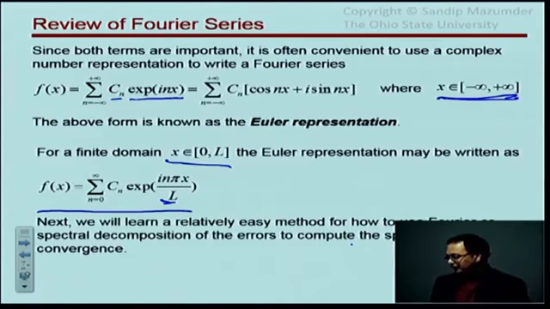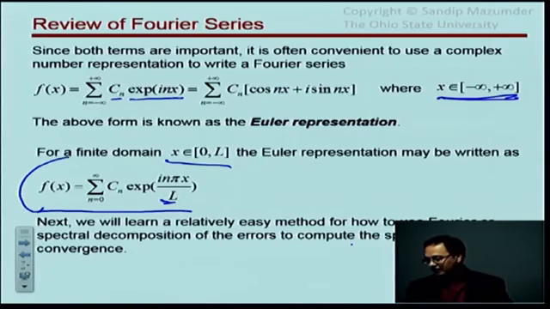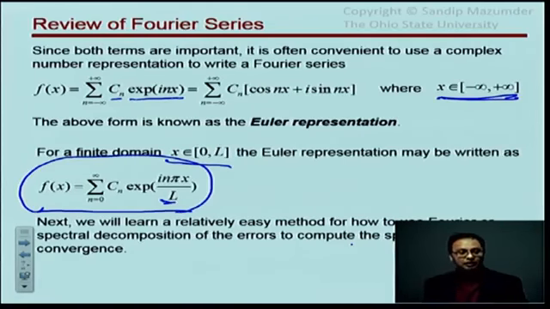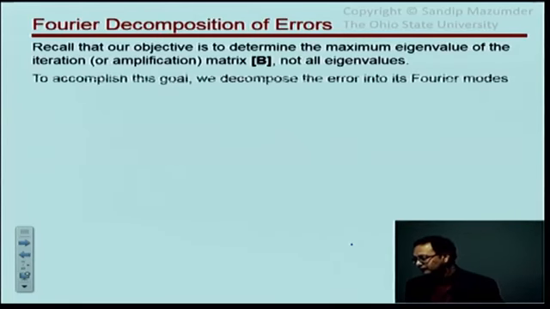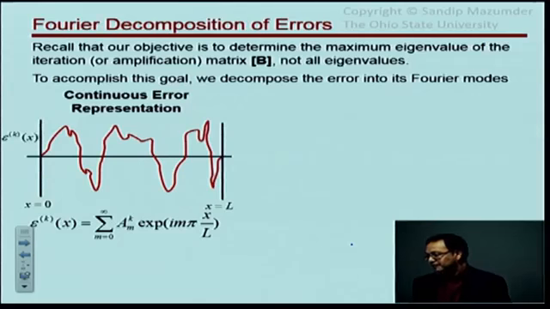So next thing what we will do is we will take this, our half range expansion, and use that to calculate the eigenvalues. Okay, so let's see how we can do that. So first of all, a little bit of background. Here is what, let's say, an error looks like.